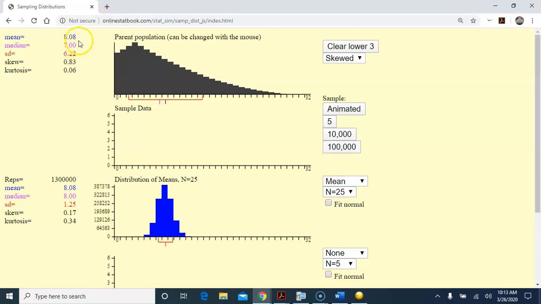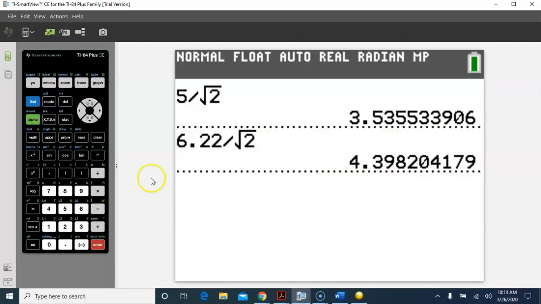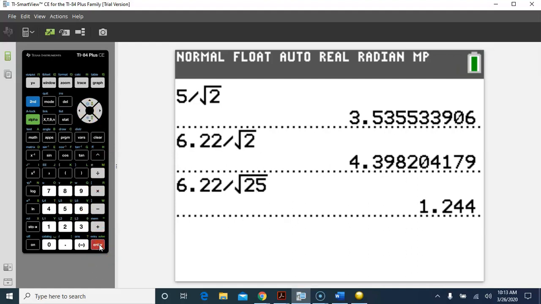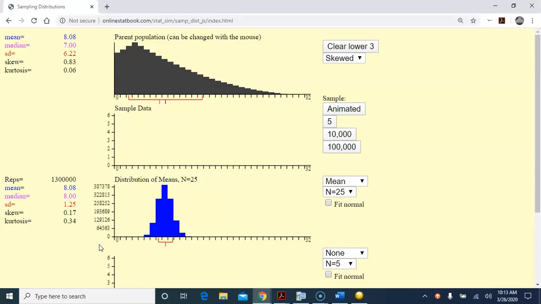Also notice that the mean of the population is 8.08. The mean of my x bars is 8.08. The standard deviation of the population is 6.22. The standard deviation of my x bars is 1.25. Why? Because the standard deviation of the population is 6.22 divided by radical 25, which is 1.24. Standard deviation of the x bars is 1.24.